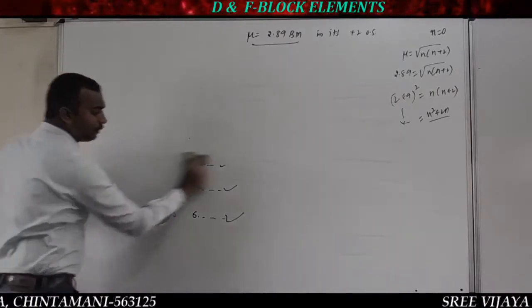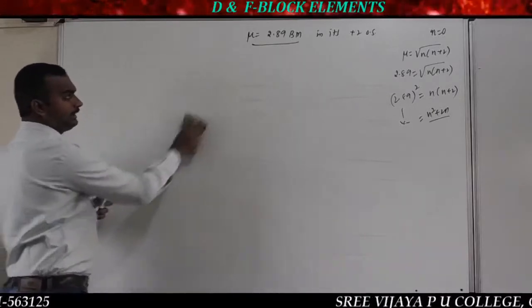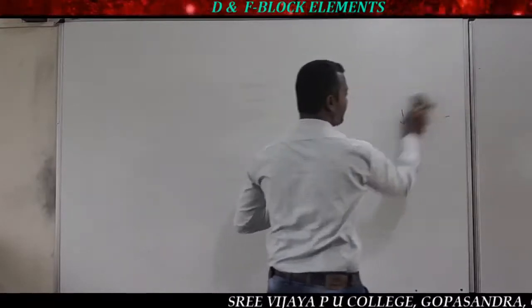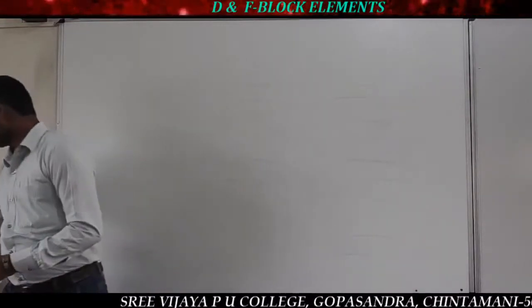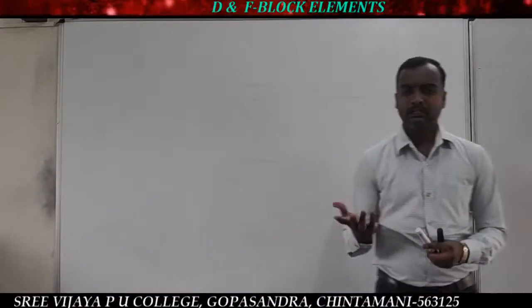So for that, you don't need to calculate the mu value. Just check whether the number of unpaired electrons is present or not. If the species does not contain any unpaired electrons, definitely that is diamagnetic. If there is an unpaired electron, definitely that is considered paramagnetic. So that's about the complete concept, and you have to remember one more thing: higher the number of unpaired electrons, higher the magnetic moment.